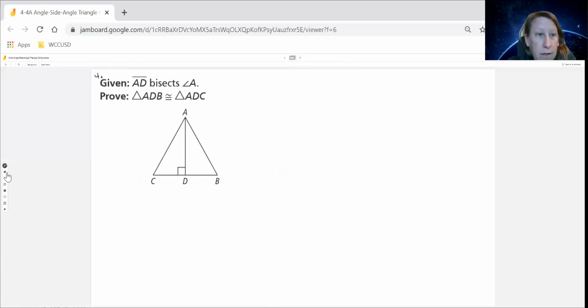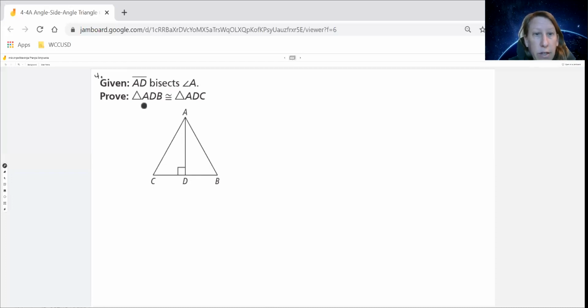Okay, so before I start a proof, I just stare at it. I just look at it. It's like, oh my gosh, what do we have here? So I see a right angle. What else do we see? I see a big triangle, triangle ABC.